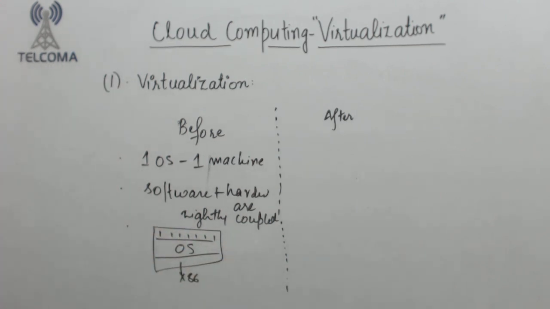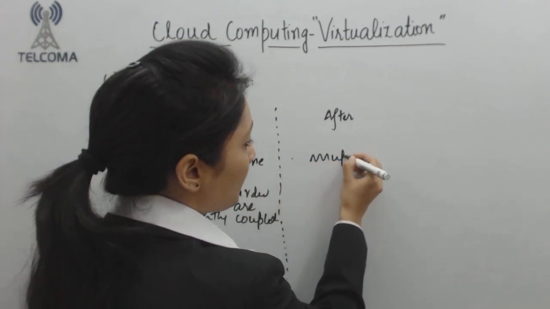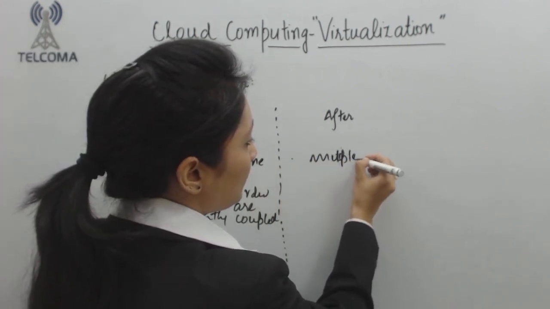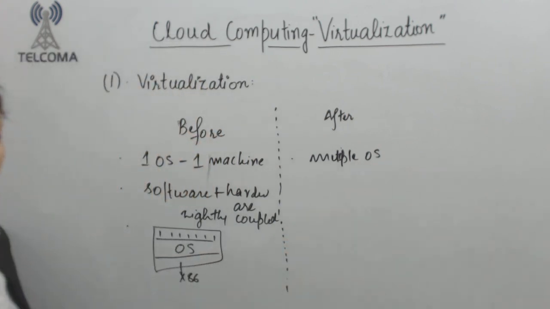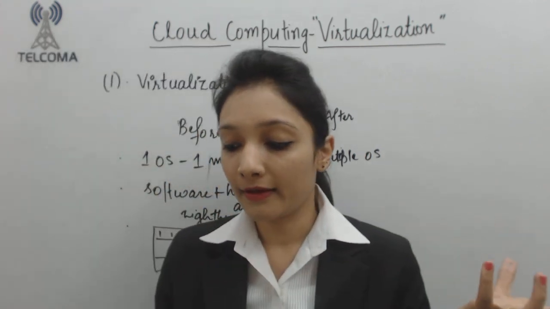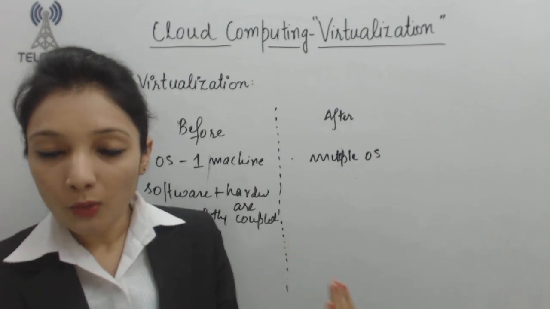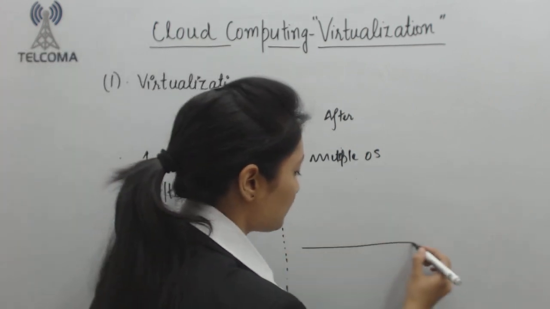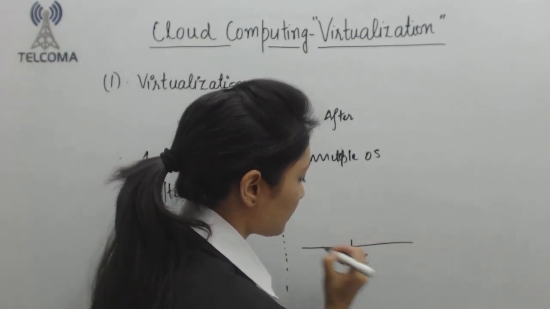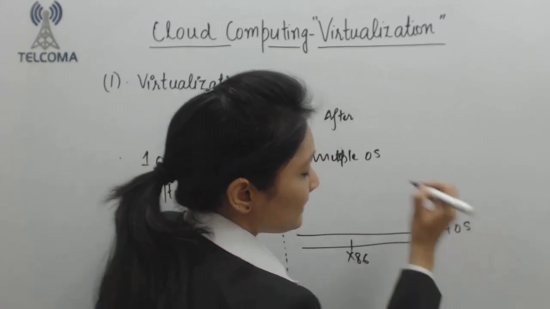Now, if virtualization is enabled, what will you have? You can have multiple operating systems over one machine. So that means the software and hardware are not coupled; they're independent of the operating systems and the various applications. How? Because if you have this simple architecture, this is your host operating system here.